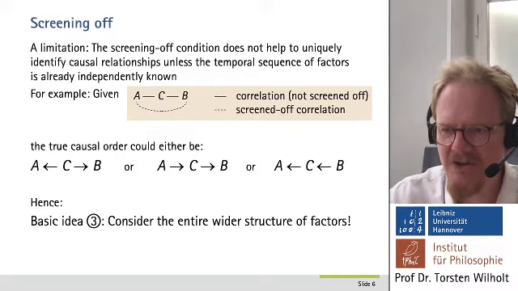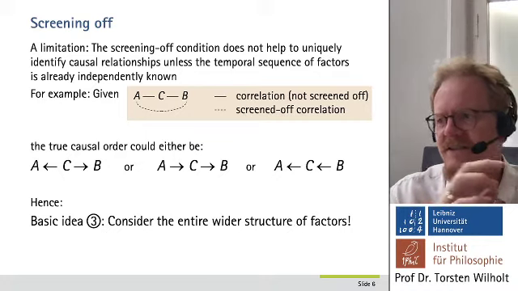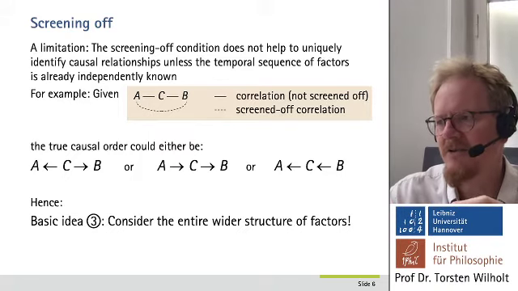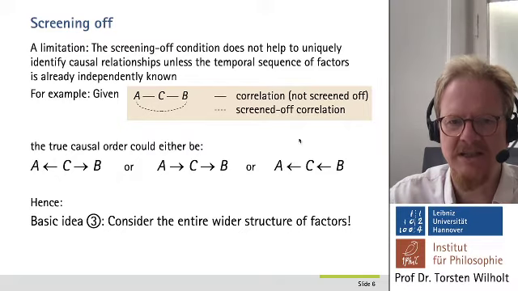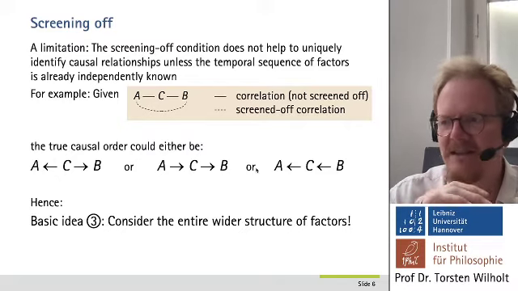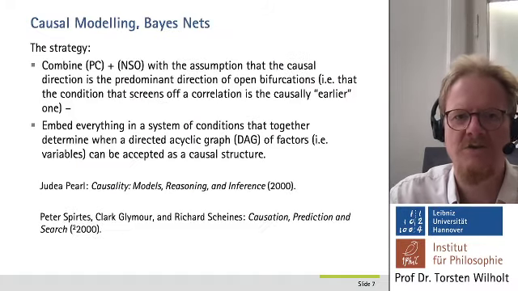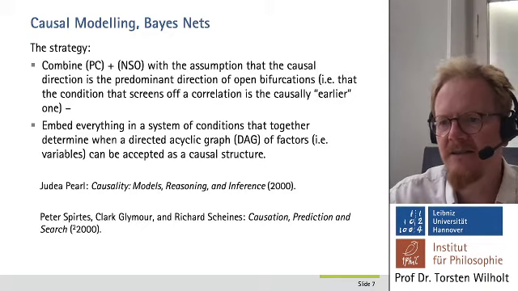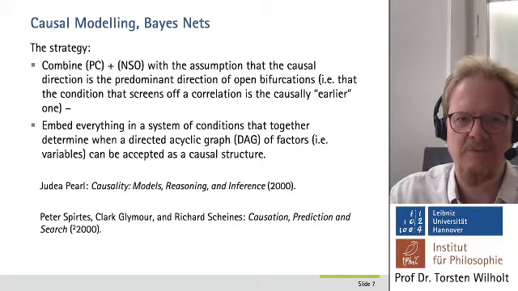So A, B, and C will typically not stand alone. There will be a host of other factors that stand in correlations with them, some screened off by yet other factors, some not. And this is the kind of information that we need to settle the question of what cause-effect relations really are between them. So that's the basic idea for an approach that has been called causal modeling, and that has also been called Bayes nets. And the strategy of the approach is roughly like this.